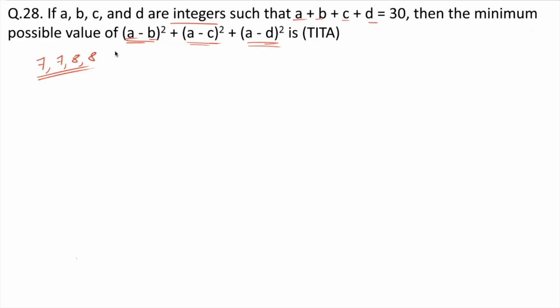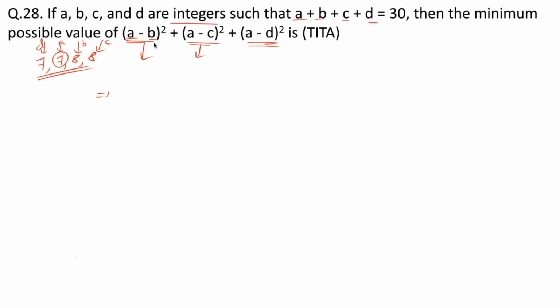Now we can take any of these values as, let's say, 7. Let's say A is 7, B is 8, C is 8, and D is 7. You take them in any order, you will get the answer very quickly. Now, order does not matter, guys. Any of the values you take for A, B, C, D, ultimately the answer will be the same.